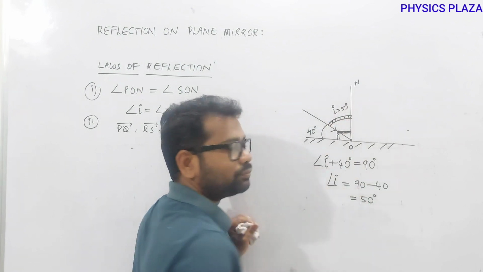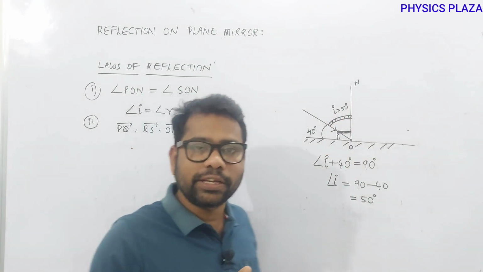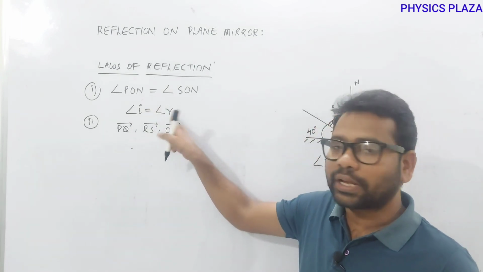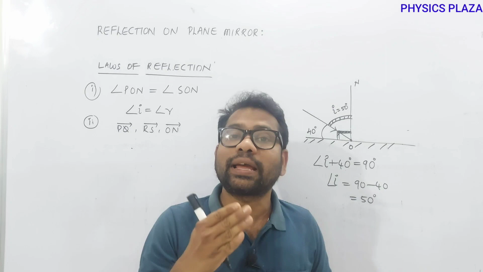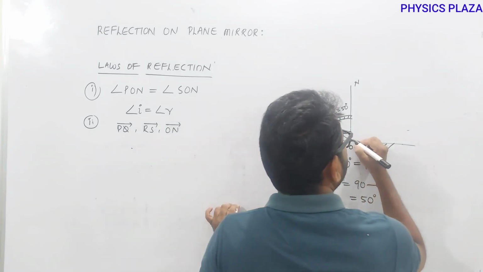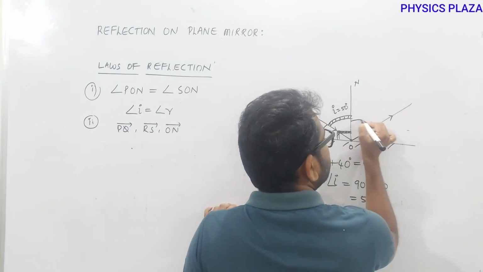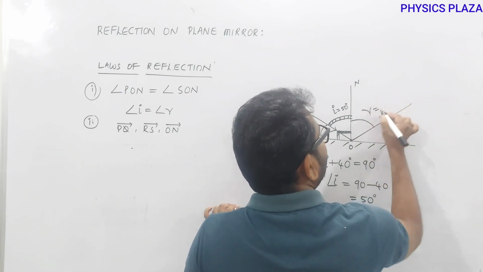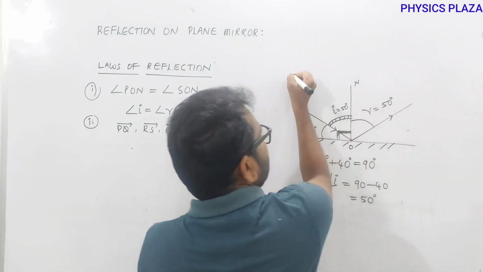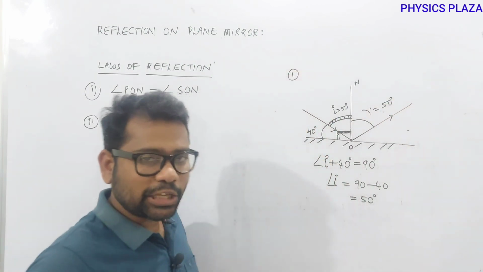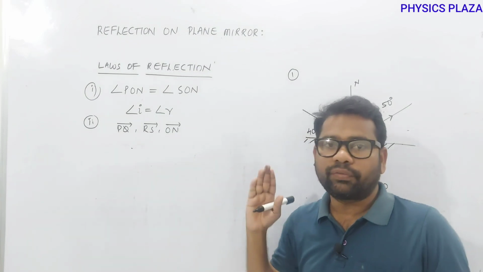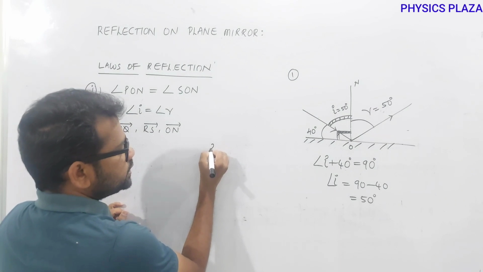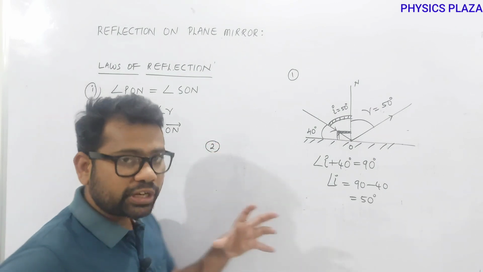So as angle of incidence is 50 degrees, what will be the angle of reflection? According to the first law of reflection, angle of incidence is equal to the angle of reflection, which means the light ray gets reflected in such a way that the angle of reflection is also 50 degrees only, not 40. Children, this is one type of question which we can expect based on the laws of reflection. Now we see the second question, how the question can be asked.